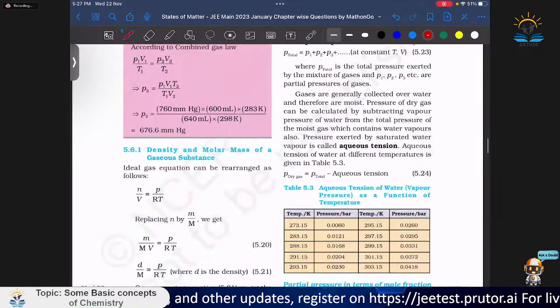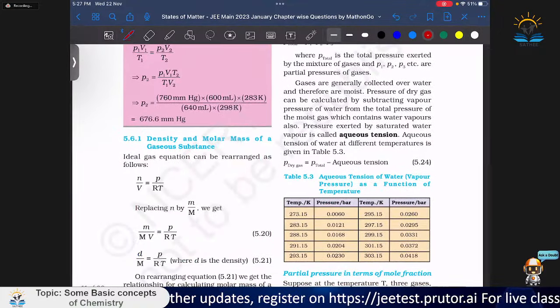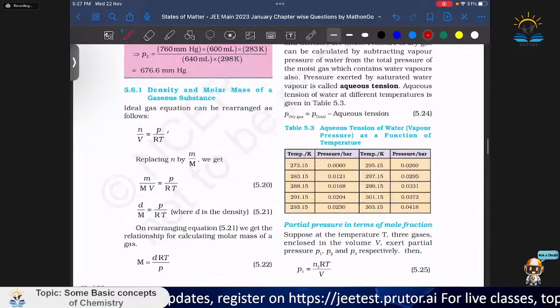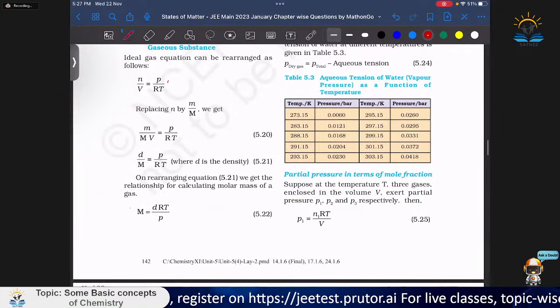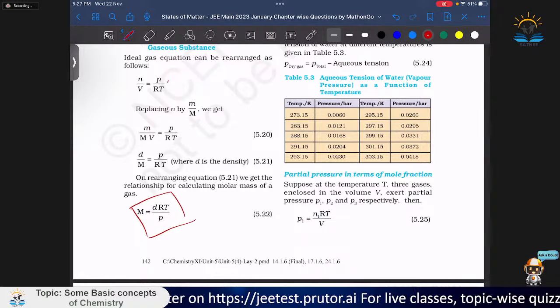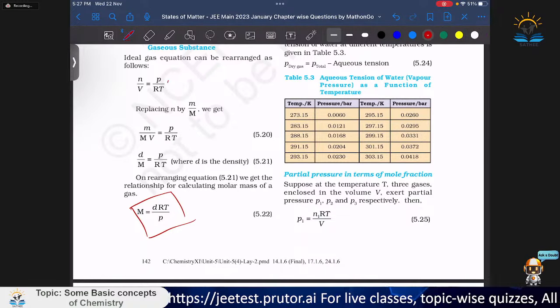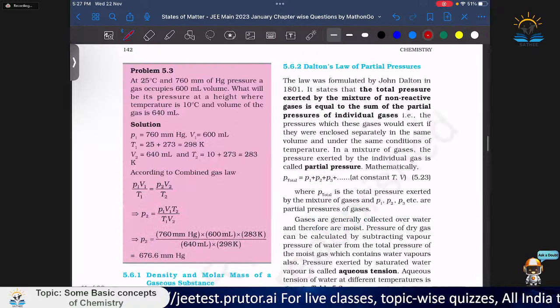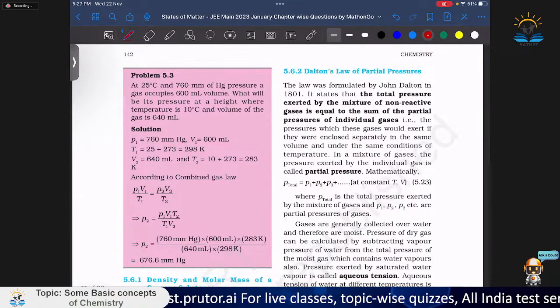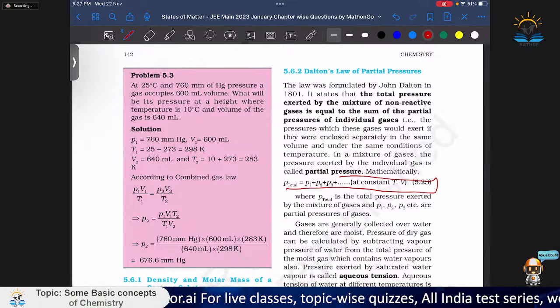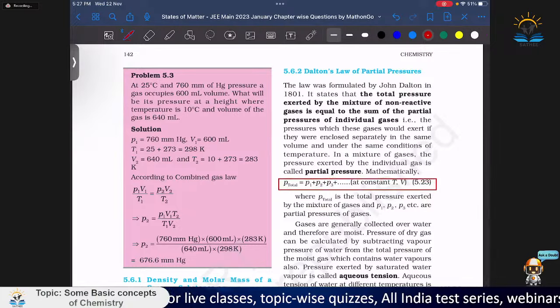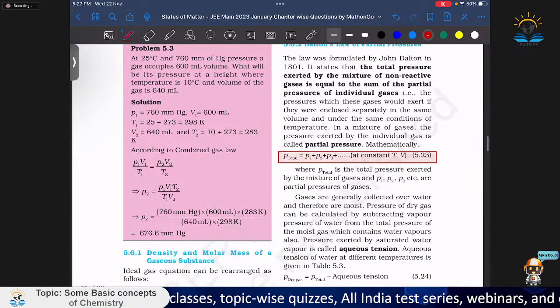Next, density and molar mass of a gaseous substance, we already know. Manipulating this equation, we can get the density and molar mass correlation: molar mass is equal to dRT by pressure. Dalton's law of partial pressures: the total pressure is the sum of the partial pressures of all the gases in the mixture. That is Dalton's law of partial pressures.